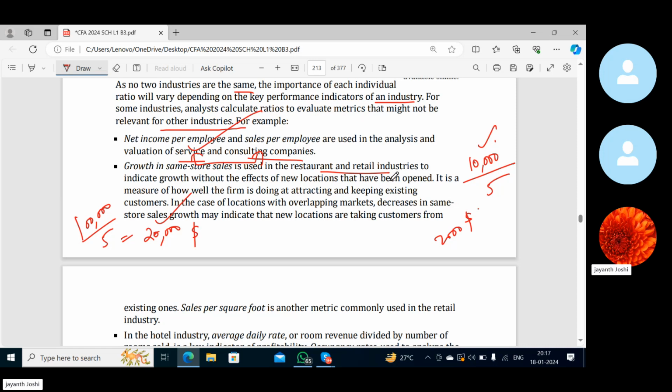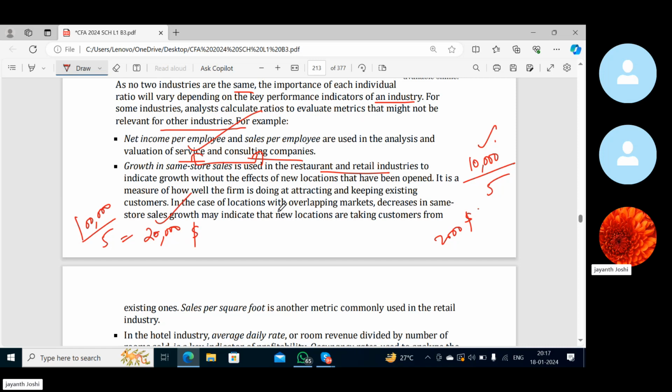and you don't want to consider the entire stores of your business. You may have more number of stores but you're not considering them. So only for your store you want to calculate the sales or revenue. So it is a measure of how well the firm is doing at attracting and keeping existing customers. That means existing customers are always very important, new customers are equally important, but you want to make your customers very much loyal. You don't want to lose your existing customers at any point of time.